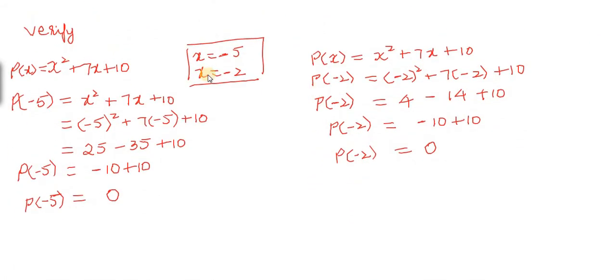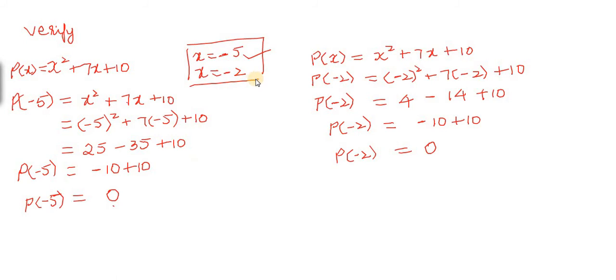I verified it here. First I took x equal to minus 5 and substituted it in p of x, x square plus 7x plus 10. In the place of x I replace it with minus 5. So minus 5 whole square is 25, then 7 times minus 5 is minus 35, then plus 10 as it is. So 25 minus 35 is minus 10. Minus 10 plus 10 cancel, so we got 0. Therefore x is equal to minus 5 is a zero of the polynomial.